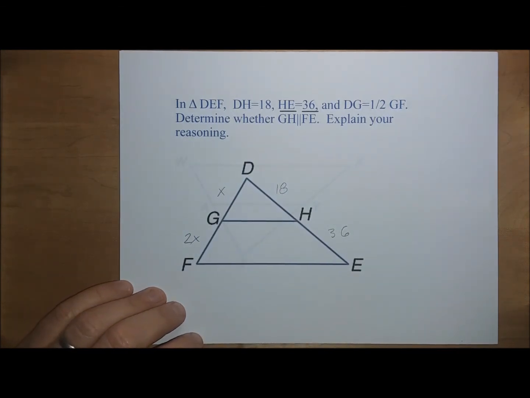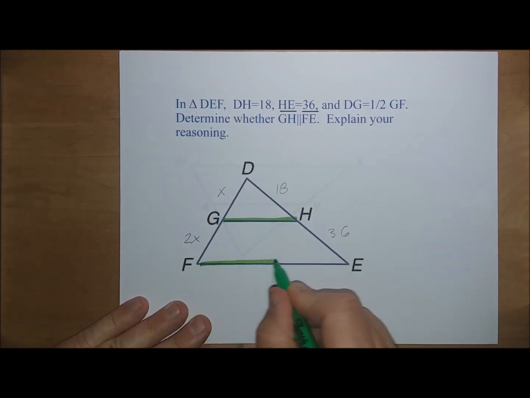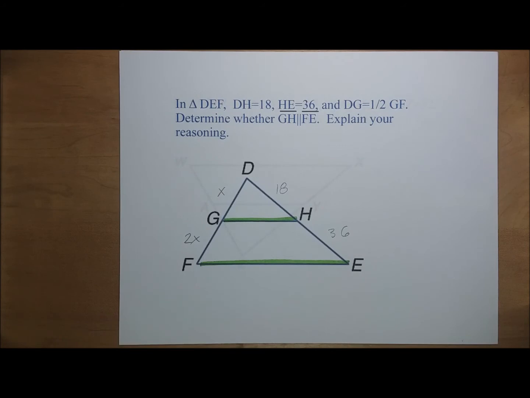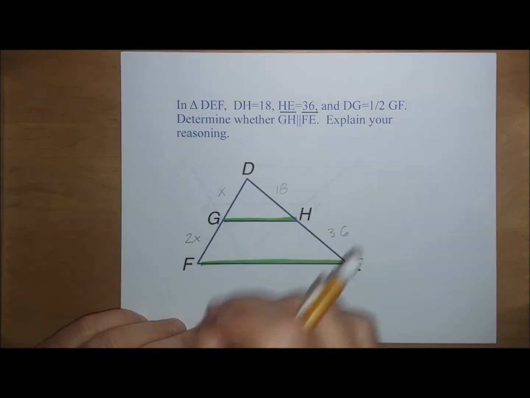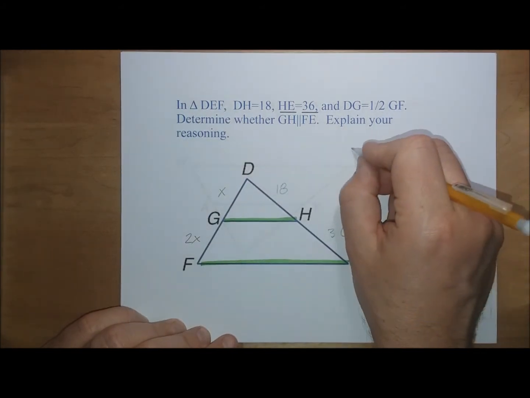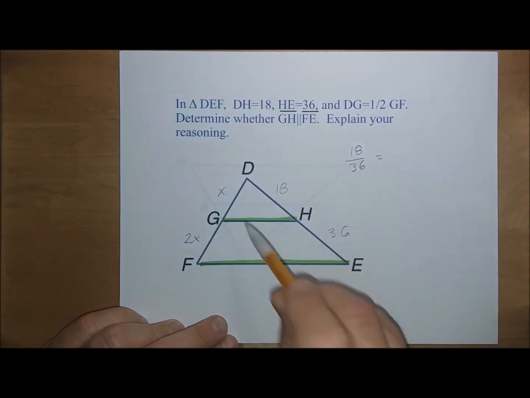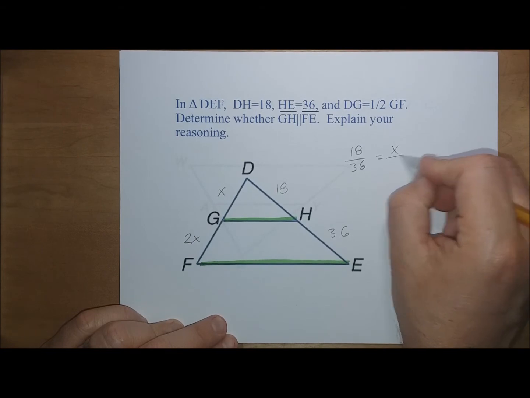Could we determine from that information whether GH is parallel to FE? I'm going to go ahead and highlight this so we can keep our eyes on the prize. GH over FE. Are those parallel? Well, these segments would have to be proportional if those lines were going to be parallel, right? So could I set up a proportion? 18 over 36 should equal x over 2x.